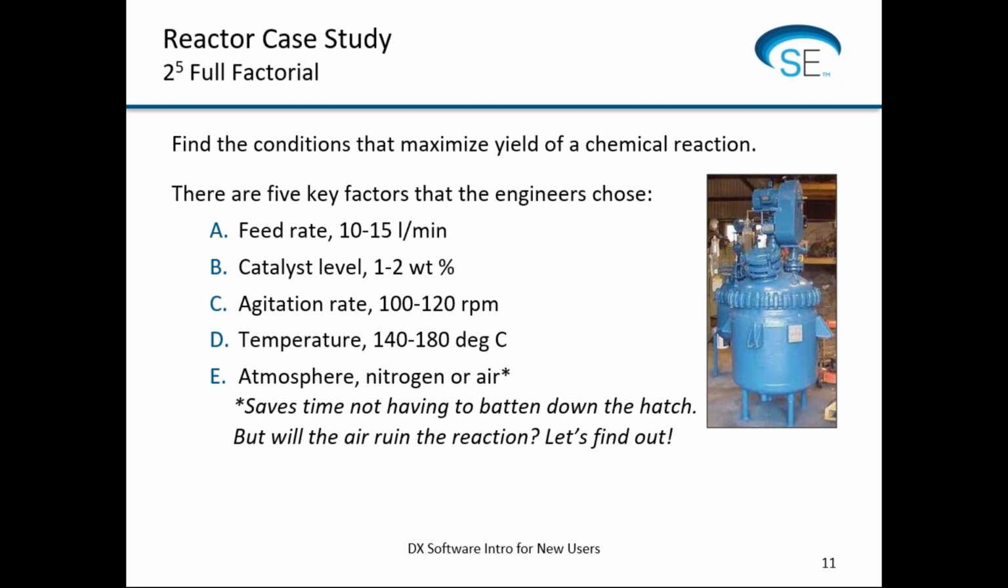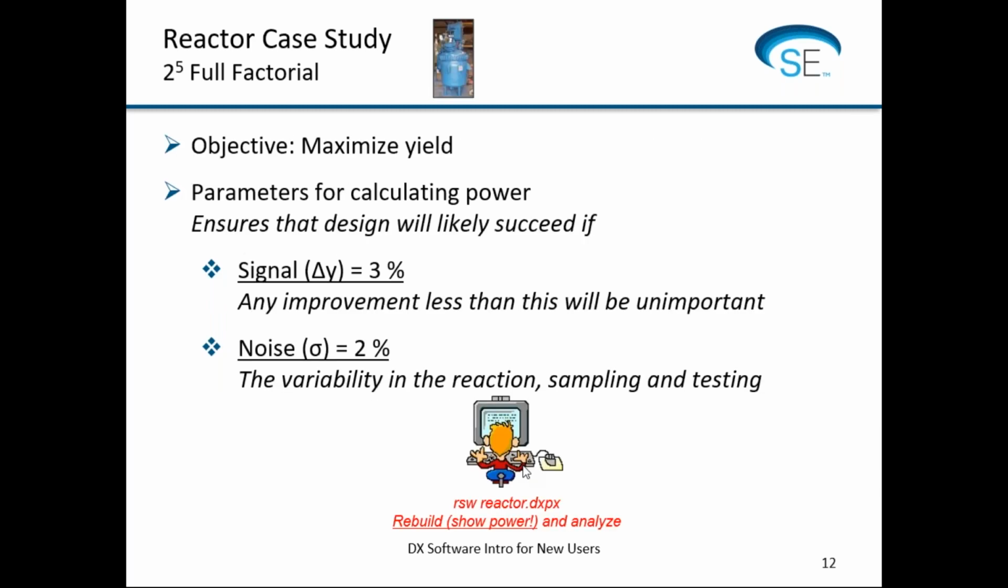It's going to cost us money if we have to use an inert nitrogen atmosphere, so we'd rather do it in air, but that may have a degradative effect on the yield, so we want to take a look at that as well. So the goal is to maximize the yield. The one thing that we want to do is make sure that we are collecting enough data to answer the fundamental question.